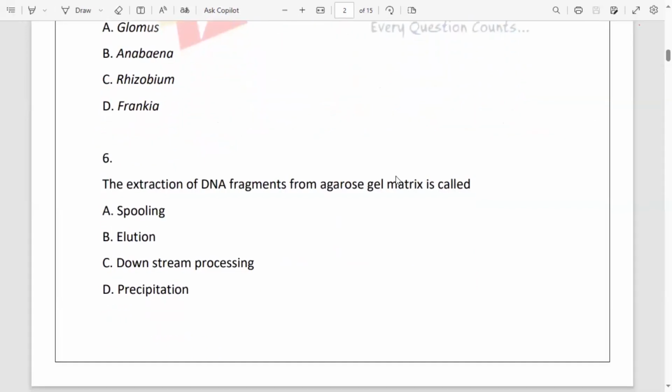The extraction of DNA fragments from agarose gel matrix is called elution, which is the second option. B is the correct answer. We can go to the next question.